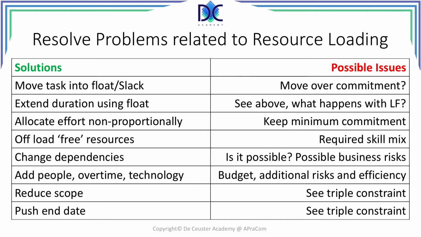We can reduce scope, but we have to take into account the triple constraint. The same when we push the end date. Again, it depends on the triple constraint. And a possibility here is to split the project into different phases.